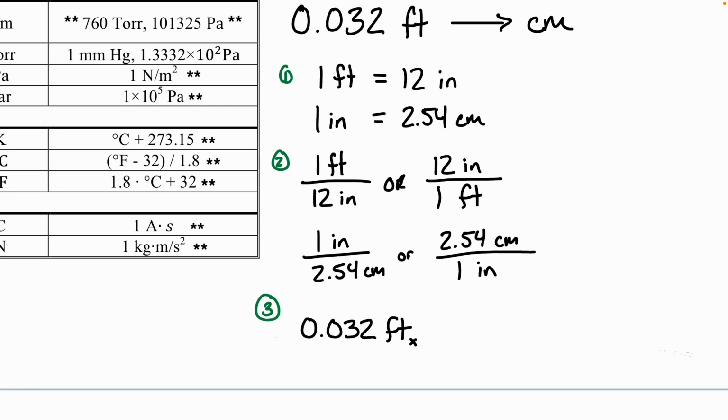So, starting out with my 0.032 feet, I'm trying to get to centimeters. So I had to grab two different relationships from my table. One that would take me from feet to inches, and then the other that will take me from inches into centimeters. From each of these relationships, I can build these two conversion factors here.